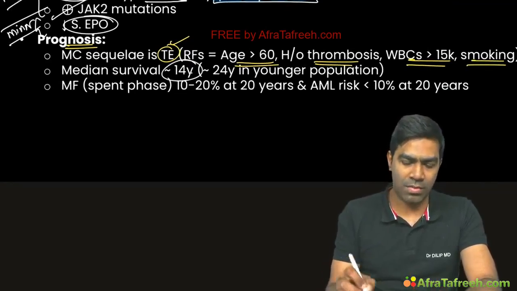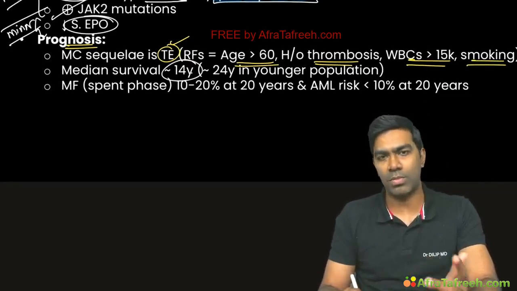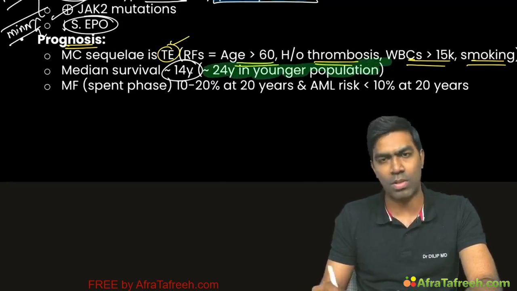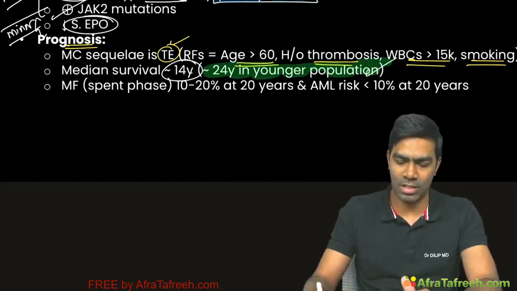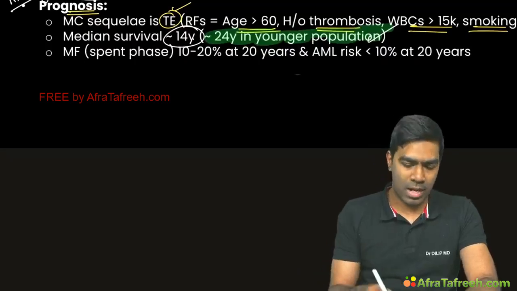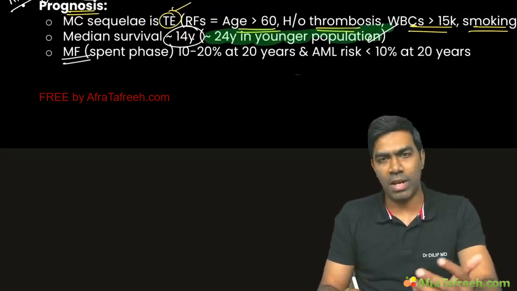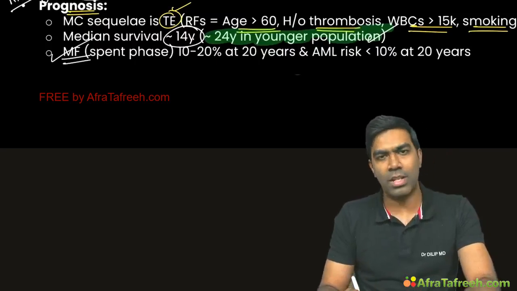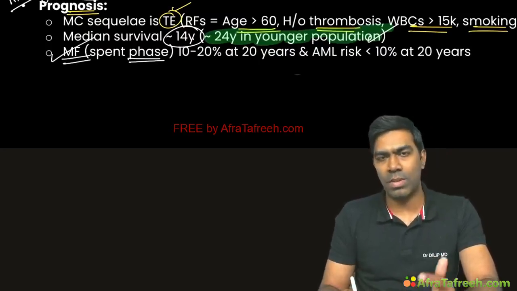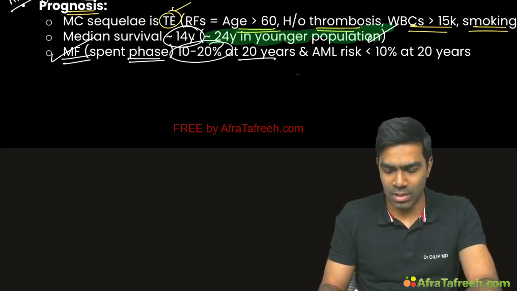The median survival in patients with polycythemia vera is approximately 14 years. If it's a younger population, like less than 50 years at the time of diagnosis, the average survival is approximately around 24-25 years. So it's a decent survival, to be honest, for a tumor. And some patients can end up with myelofibrosis, even though this is not very common in the setting of polycythemia vera. That's called the spent phase. So the risk of developing myelofibrosis is 10 to 20% at 20 years.